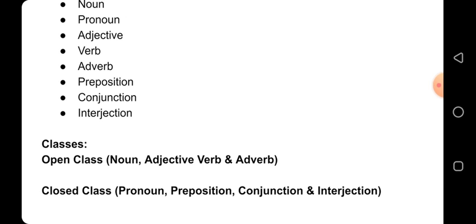A language can have a huge number of words. It can have a huge number of nouns, adjectives, verbs, and adverbs. So with each passing day, there are hundreds and thousands of words that are added to the language basically. And these words are mostly nouns, adjectives, verbs, and adverbs. So that's why they're called open class words, because they keep on growing and keep on expanding each day.